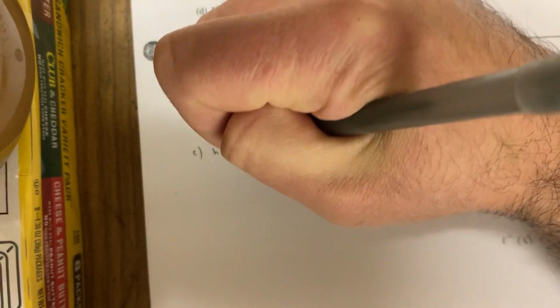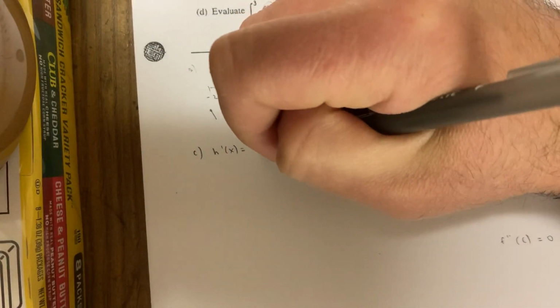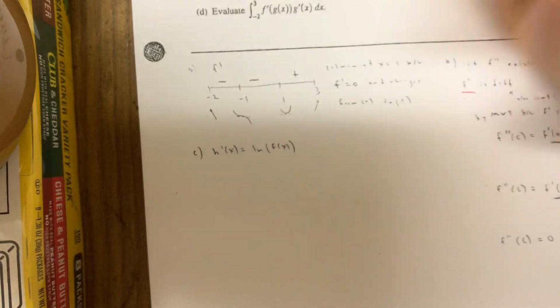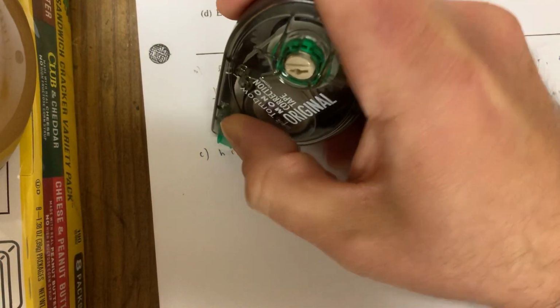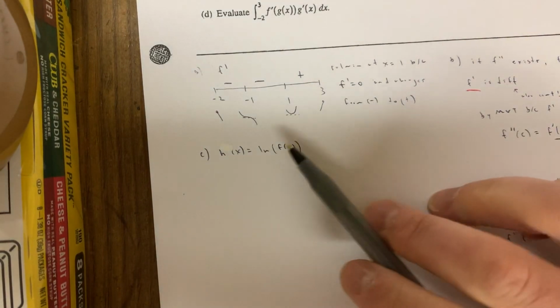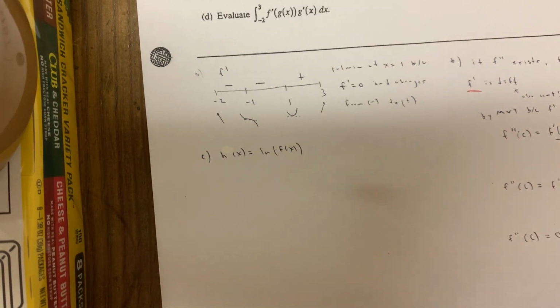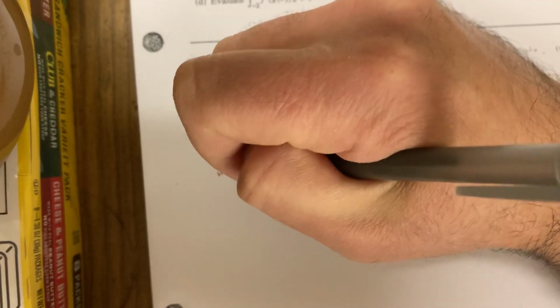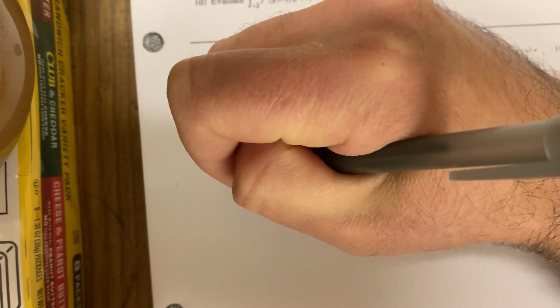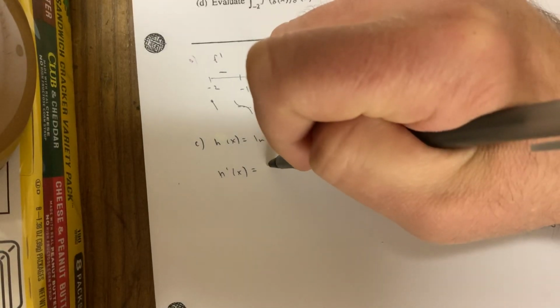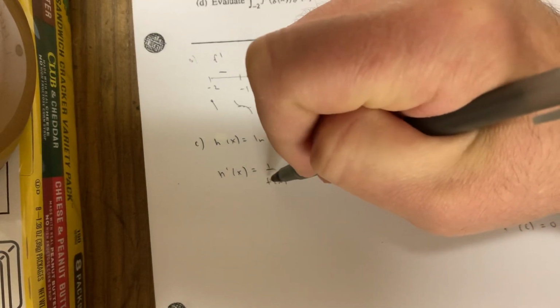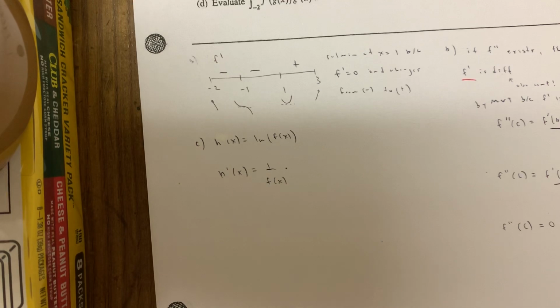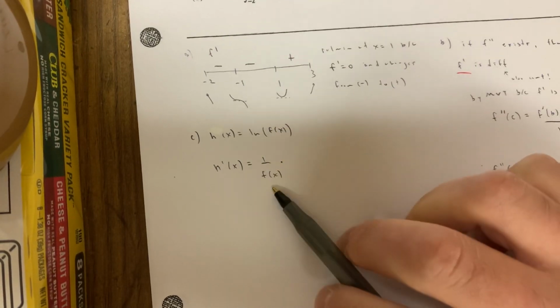Well, if h prime of x is equal to, what do we got? Ln of f of x. That's what h of x is equal to. You should know how to take the derivative of an ln. Remember, the derivative of ln u is 1 over u times the derivative of u. You could already see the argument of ln is not one single x here, which means you need to use the chain rule. Just remember, if you take the derivative of ln anything, you get 1 over that thing, right? The derivative of ln x is 1 over x. The derivative of ln f of x is 1 over f of x.